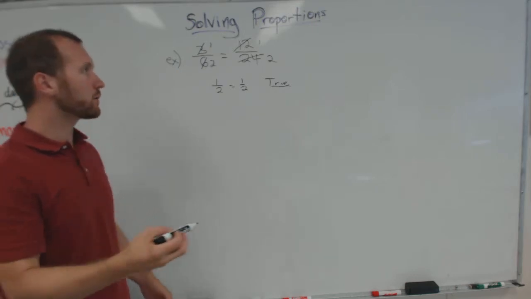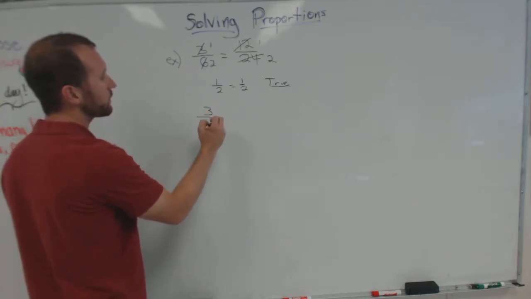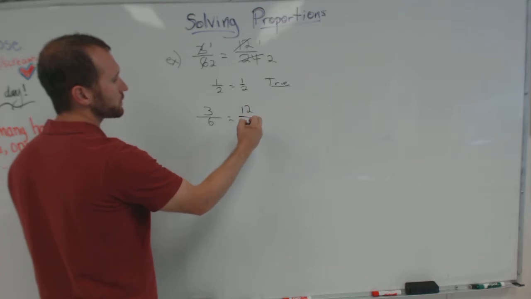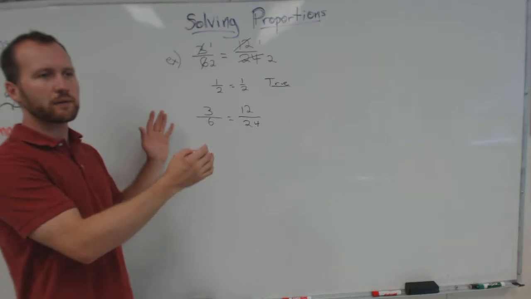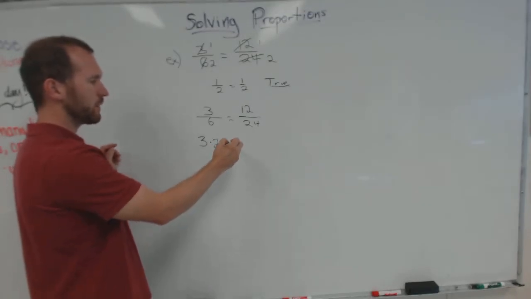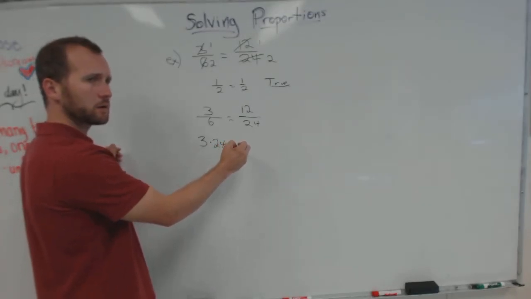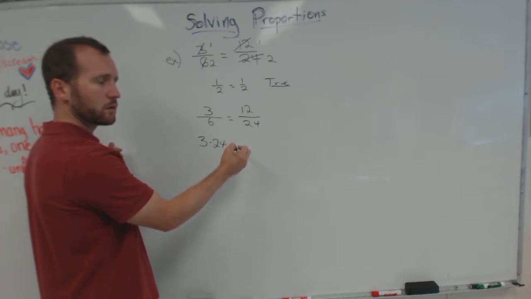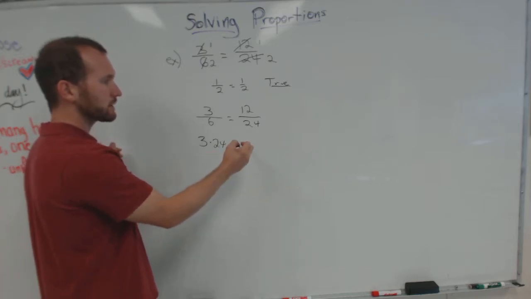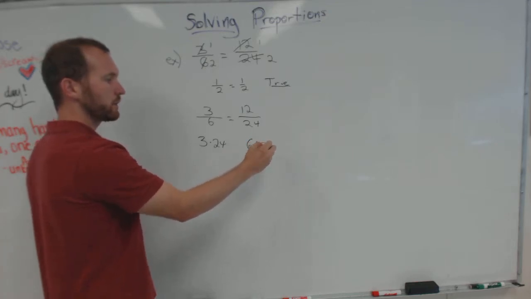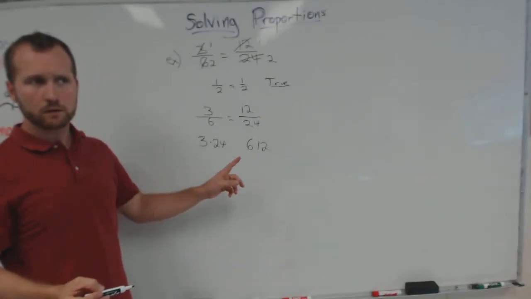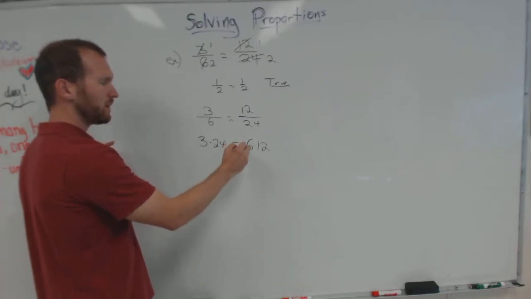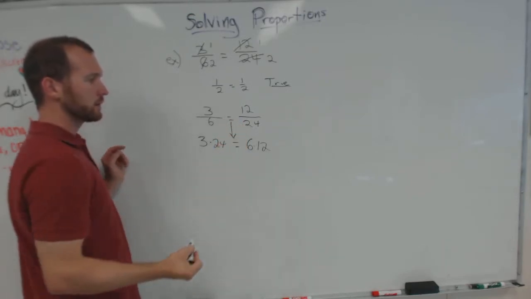Cross multiplying. So if I had 3 over 6 equals 12 over 24, what does that mean, cross multiply? What numbers am I going to multiply on the left? Multiply 3 by 24 and 6 by 12. When you say and, does that mean plus? No. 3 times 24 and 6 times 12? What goes in between them? Equals. We can't lose our equal sign here.